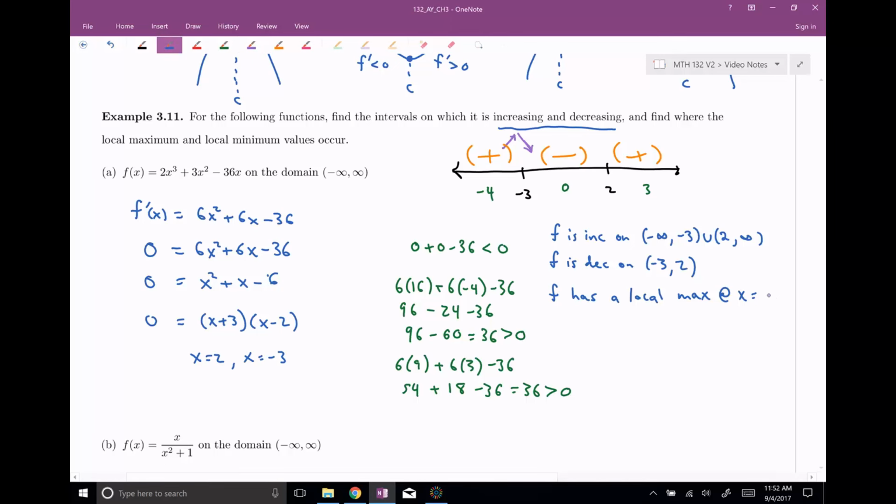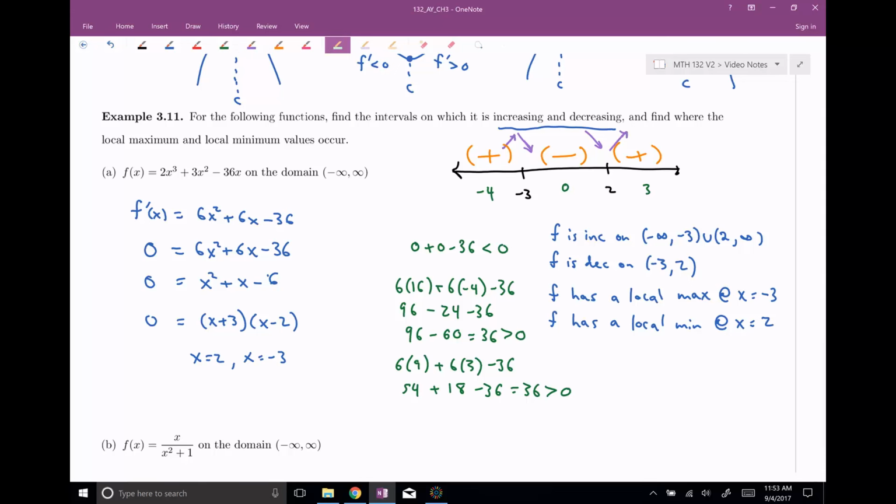So it has a local max at negative 3, and f has a local min at x equals 2. Because there we switch from decreasing, right? So the derivative's negative, so the function's decreasing, to increasing.